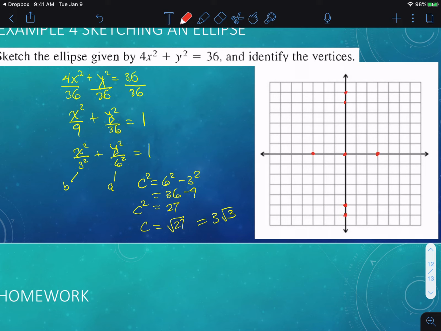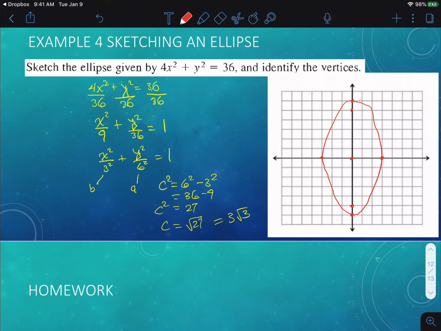So there we are. And then we can draw our ellipse. So try to stay nice and curvy when you draw it. And there's our picture of an ellipse. Don't close it off too quickly. So kind of sloppy, but there it is. And that's how to sketch an ellipse.